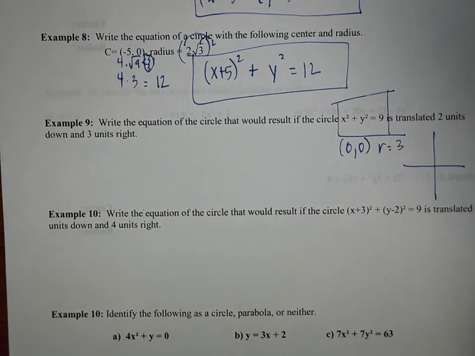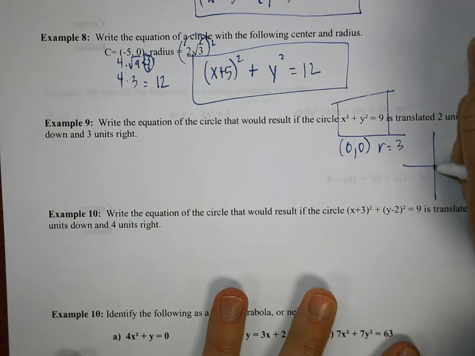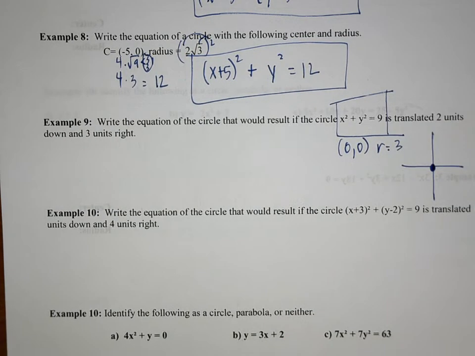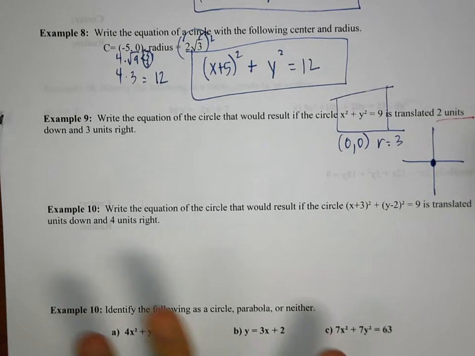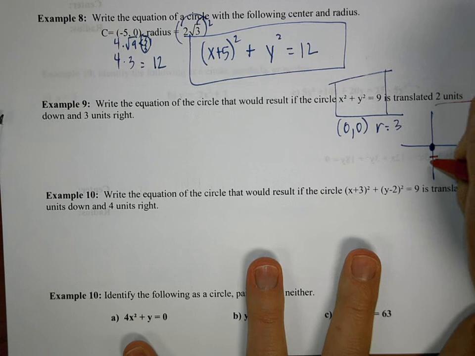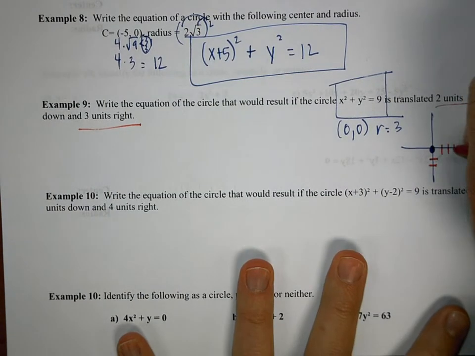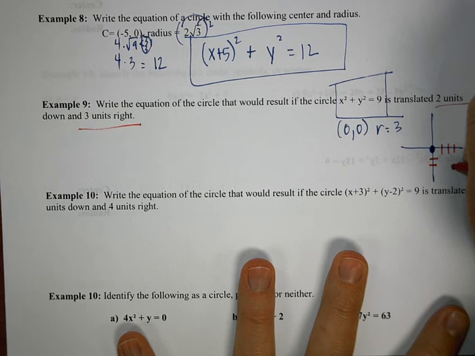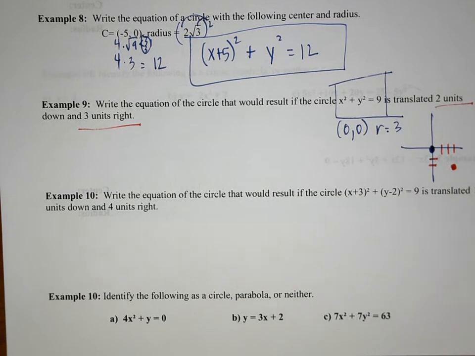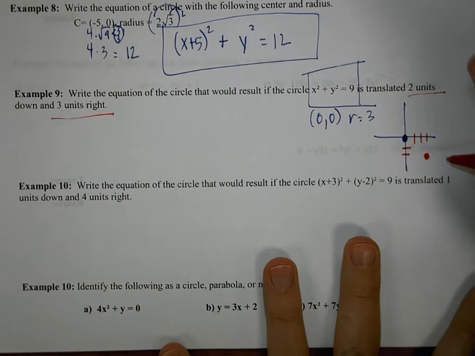So right now it's starting on the graph at (0, 0). Do we all agree with that? Okay, so I always like to draw a picture because I think it's easier to understand what's happening if you have a picture than to try to just do it without a picture. Okay, so this says 2 units down. So from this point I'm going 2 units down and 3 units right. 2 down, 3 right. There is my new center. So what is this value for this new center?